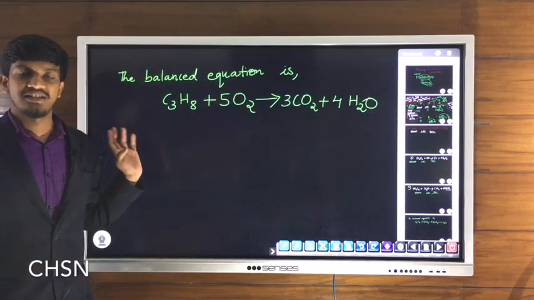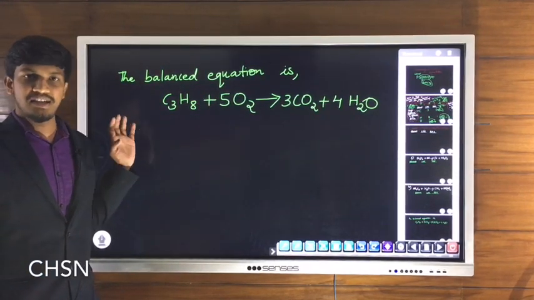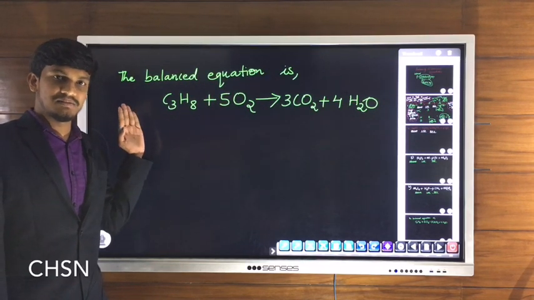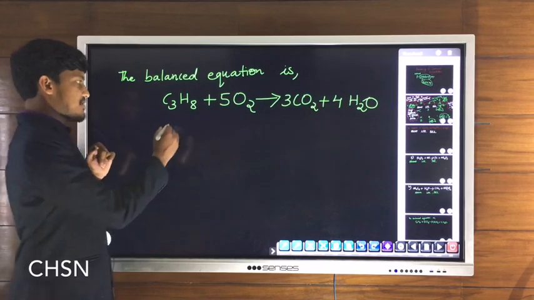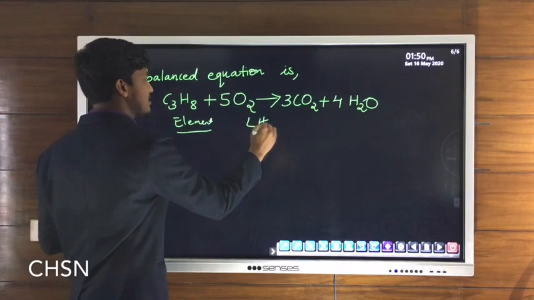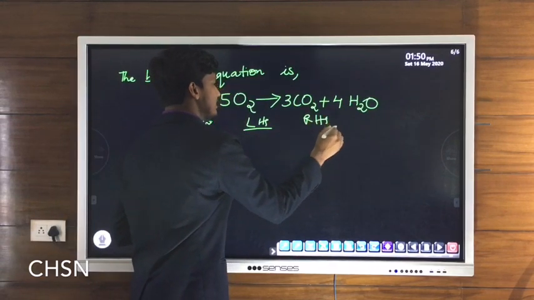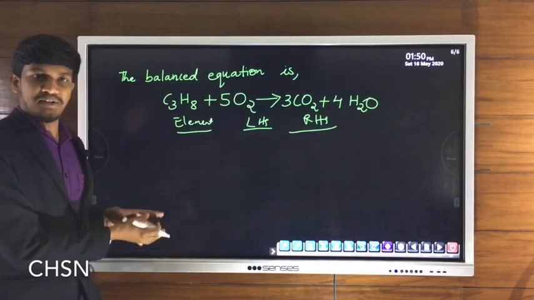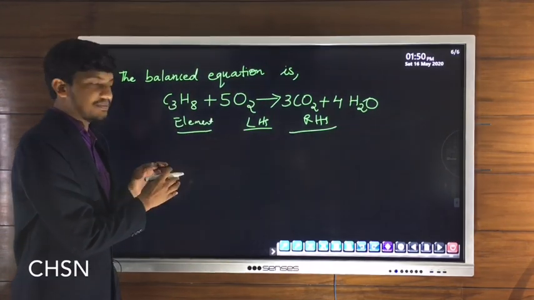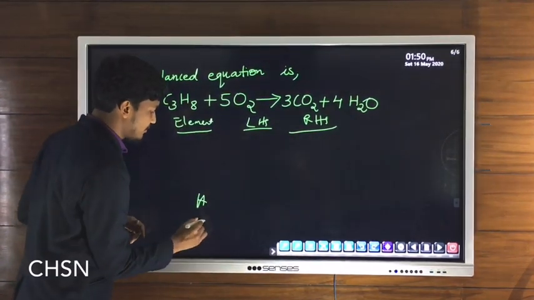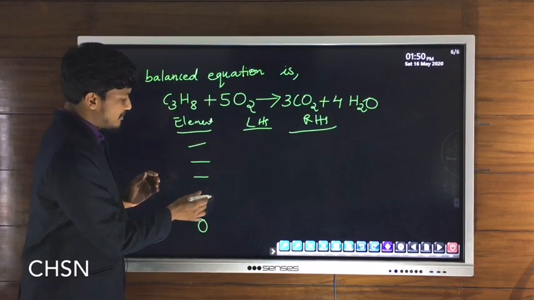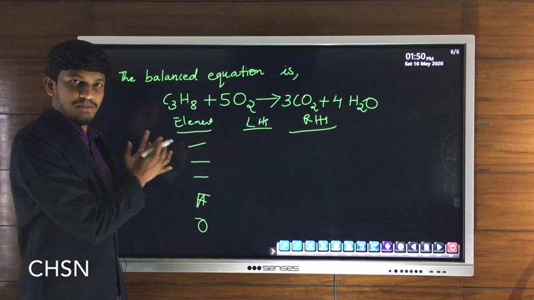So we can summarize the steps required for balancing an equation. First of all, we will find out which different atoms are present in the equation. Then we will write element, then LHS, RHS. Then we will write the symbols of the different elements in the given equation one by one. The important point is that if there are hydrogen and oxygen, we will write hydrogen and oxygen last. The remaining elements we will write in the first, second, third step, etc.